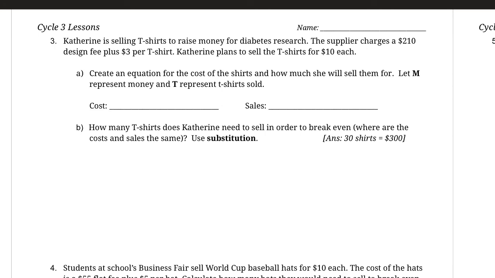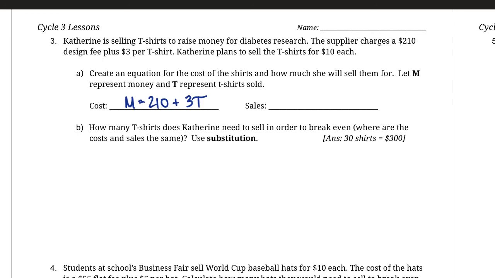So we need 2 equations. We need the cost equation for Catherine, and then how much she gets from sales. For each of these, it's telling us to use M for the money that she makes or has to spend. So for the cost, money is going to equal, well, how much does it cost her? The supplier charges a $210 design fee, so that's a total cost of $210 that she always has to pay, and then $3 per shirt. So she always needs to pay this $210, but for every shirt, she also needs to pay $3. So plus 3T. T represents the t-shirts. So that's going to be our equation for the cost.